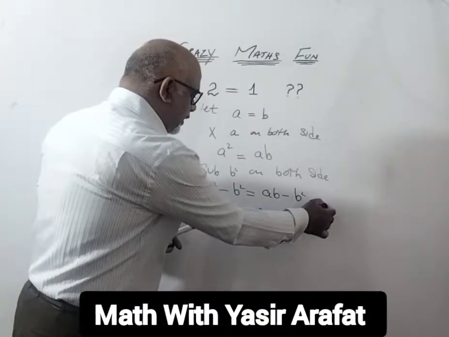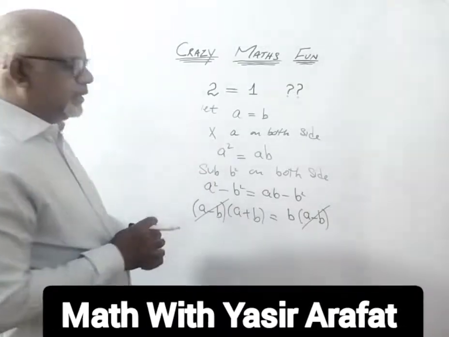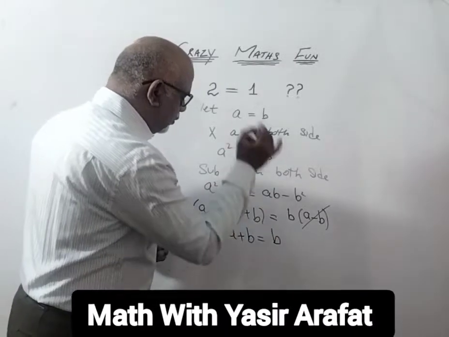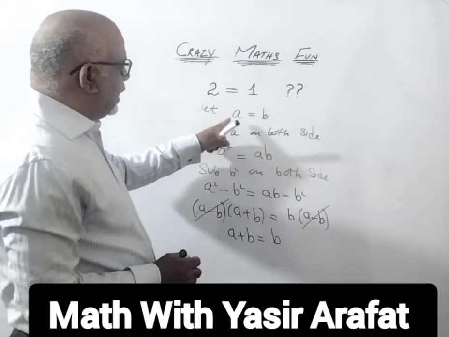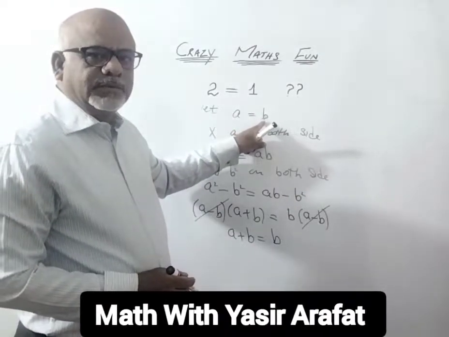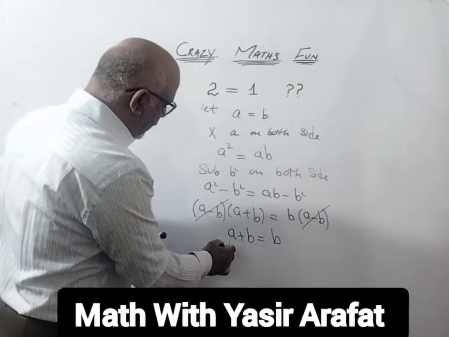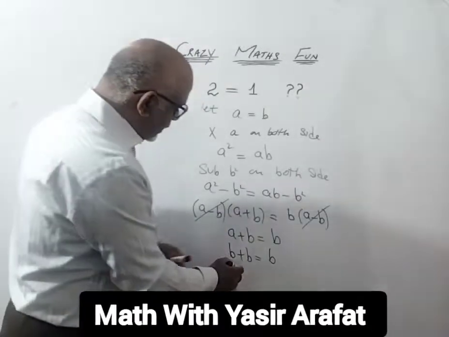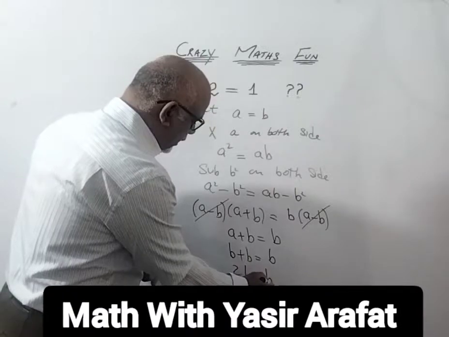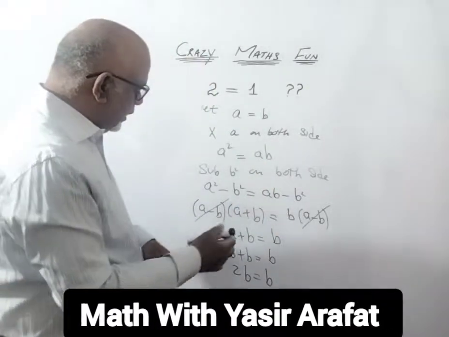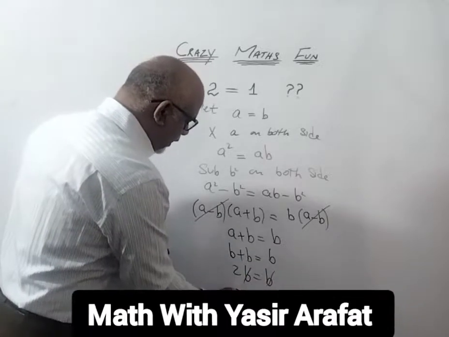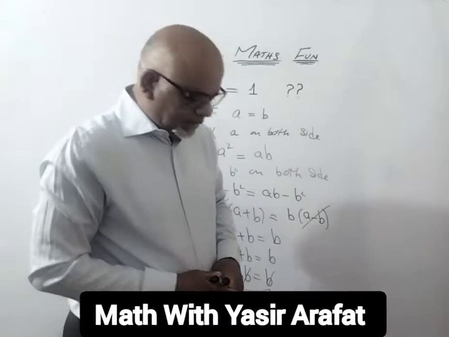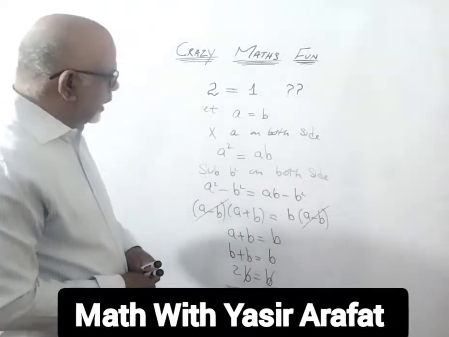Now this factor A minus B will cancel out with this factor A minus B. So this is A plus B, it is equal to B. But here we supposed that the value of A is equal to B. So here we have to put the value of B for A. So this is B plus B, that is 2B equal to B, and then this B will cancel out with this B, and that is 2 is equal to 1. 2 is equal to 1.